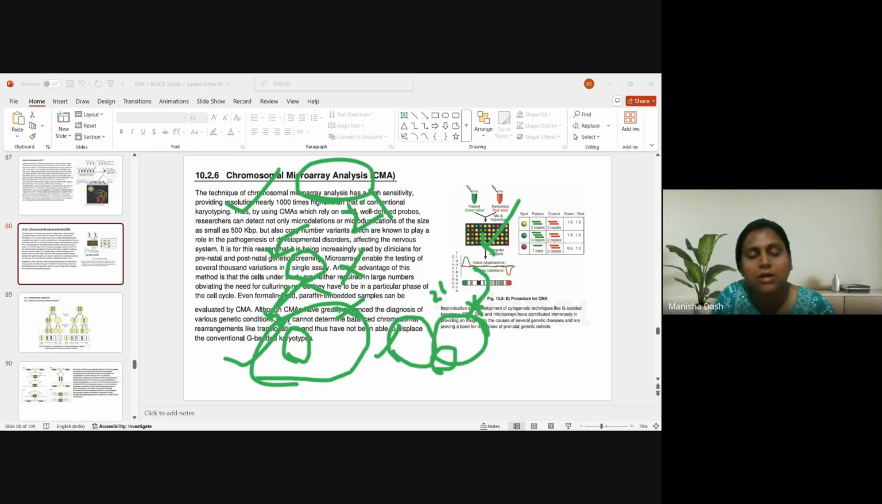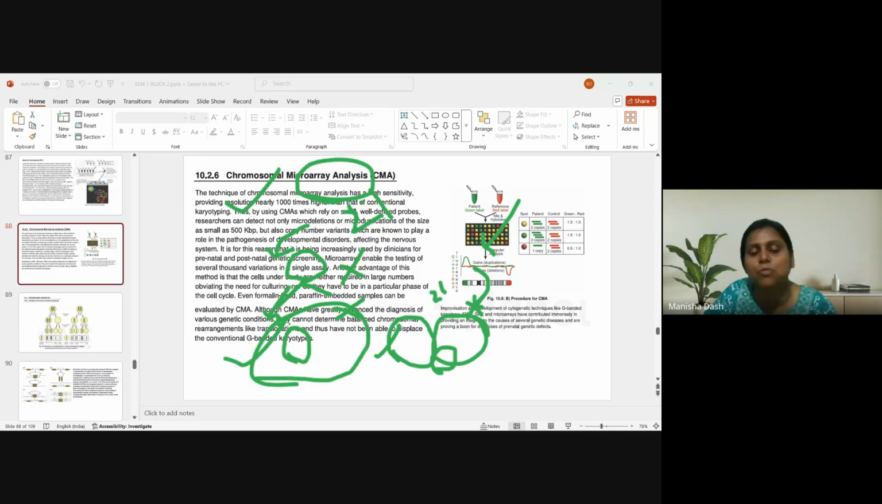It will occur if there is a non-disjunction of the chromosomes, or improper segregation of the chromosomes or chromatids during the cell division process. It might lead to aneuploid gametes, and if an aneuploid gamete is fertilized with a normal gamete, the aneuploid condition will be sustained and the individual will develop a certain kind of abnormality.